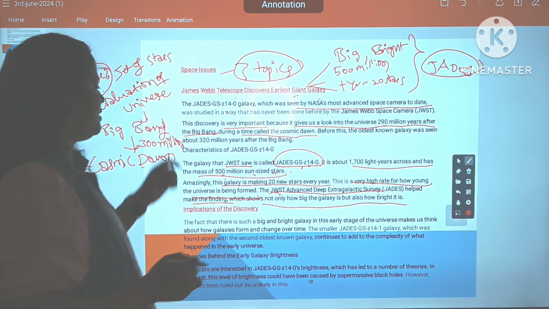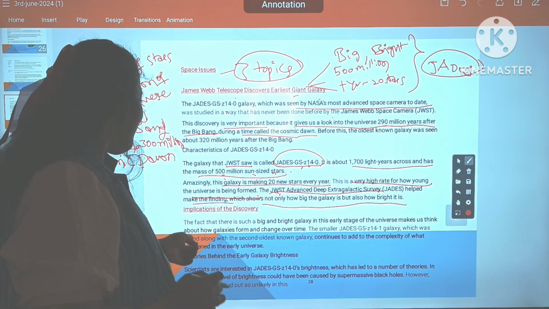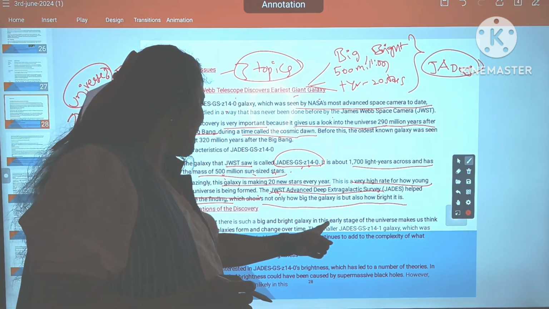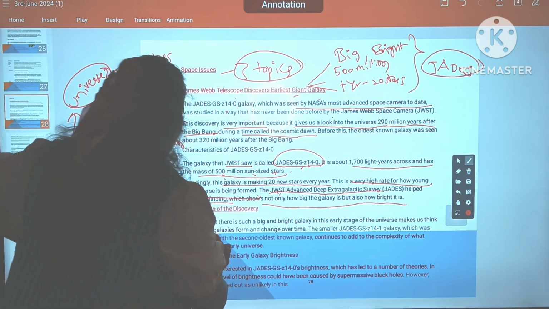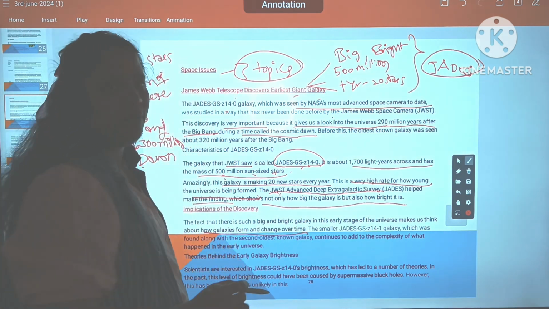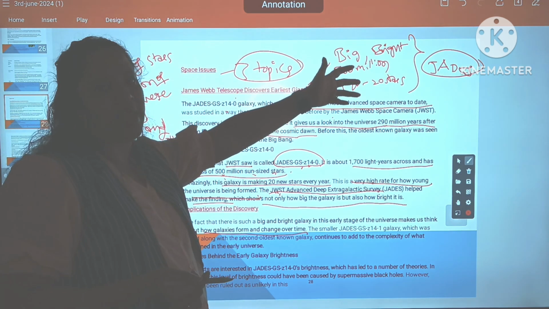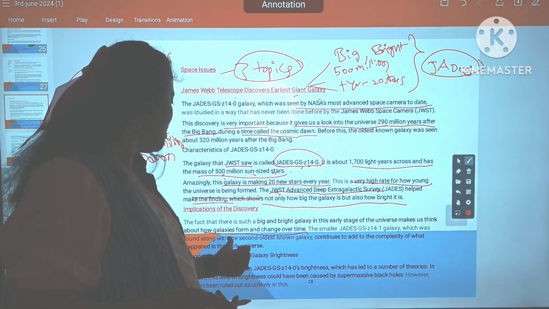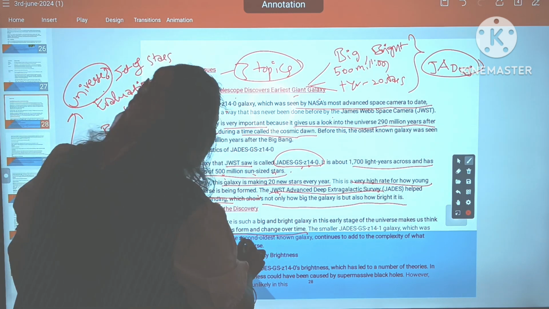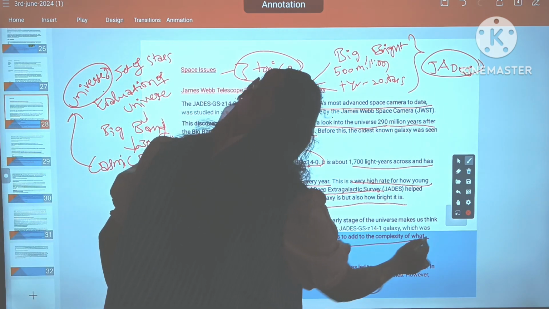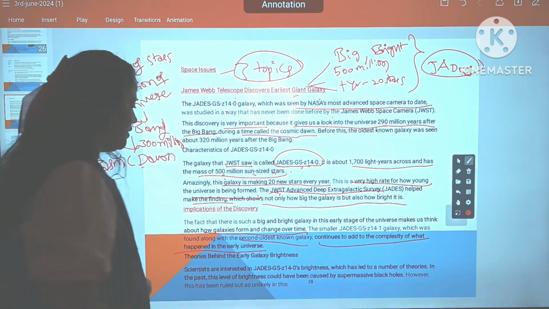Okay, JADES. The fact that a big and bright galaxy exists in the early stage of the universe makes us think about how galaxies form and change over time. By the shape of the galaxy we can understand how it formed and changed over time. It was found along with the second oldest known galaxy, and continues to add to the complexity of what happened in the early universe.